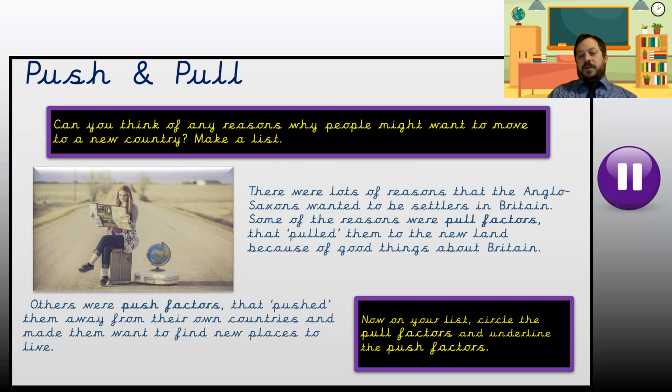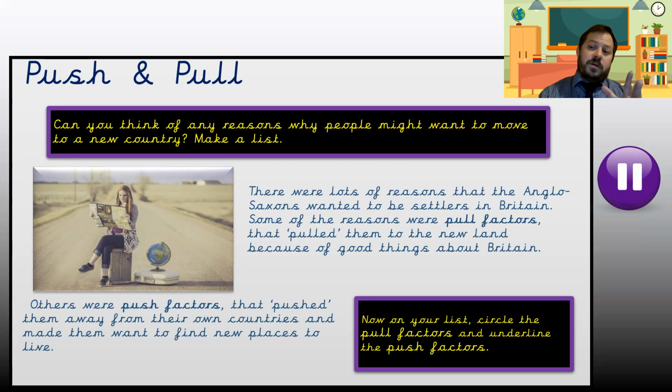So there might be lots of reasons. And we're going to think about this in terms of the Anglo-Saxons. There were lots of reasons why the Anglo-Saxons wanted to invade Britain. Some of those reasons were pull factors that pulled them to the new land because of the good things about Britain. And we talked about this before.